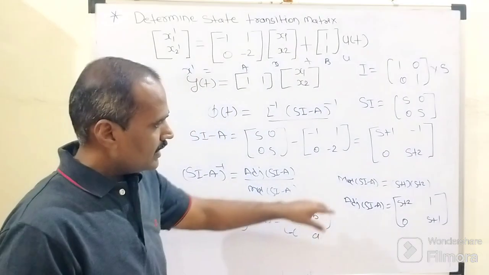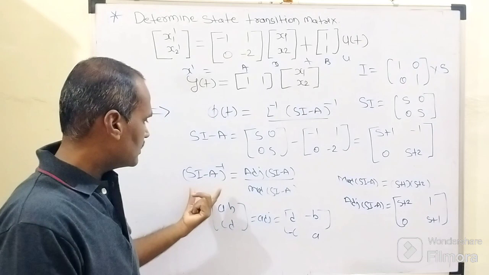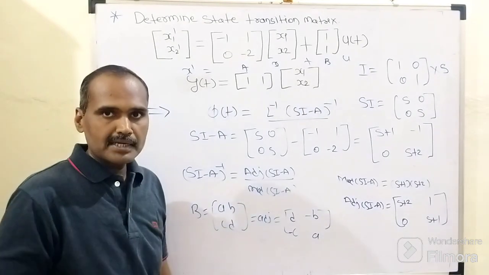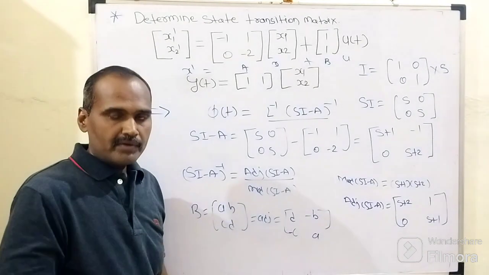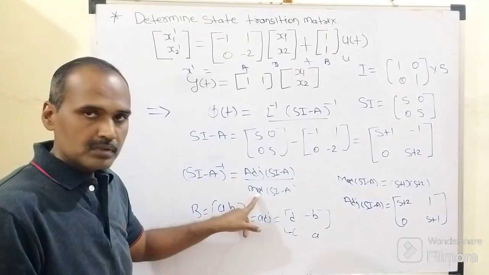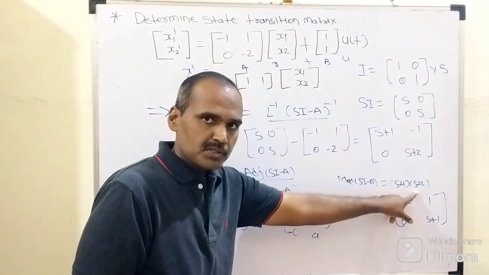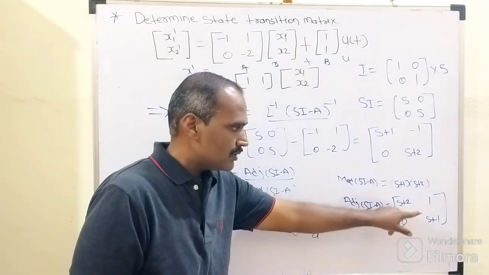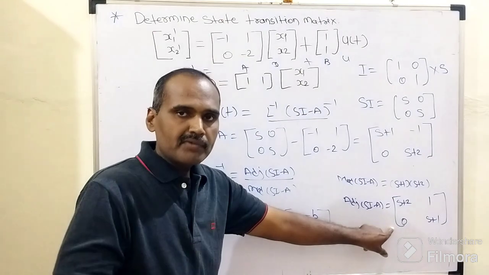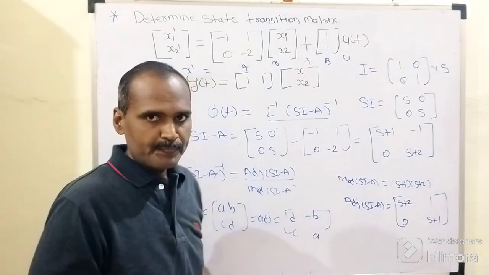In this way we declare the denominator as well as the numerator of this term, which equals SI minus A inverse, right? That is the ratio of its adjoint to the modulus. Its modulus is S plus 1 times S plus 2, and its adjoint is this matrix, which again consists of 2 rows and 2 columns. So what we need to do here?